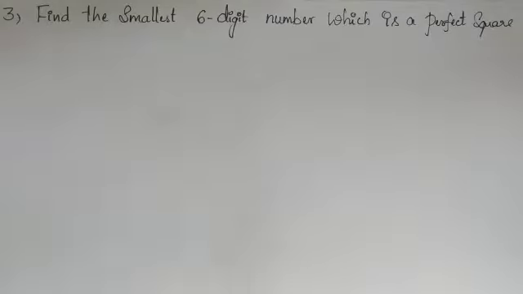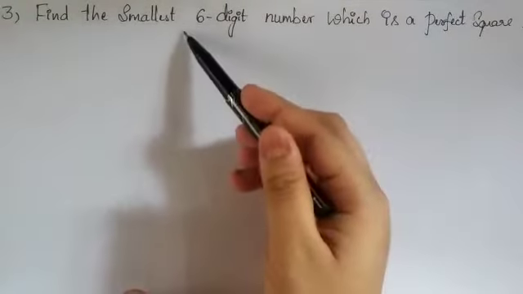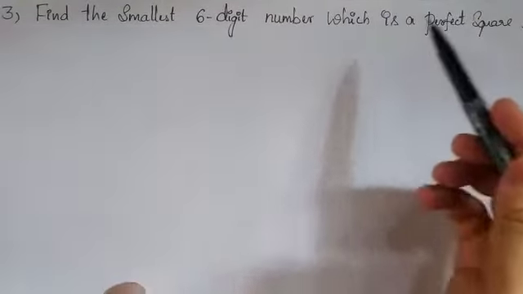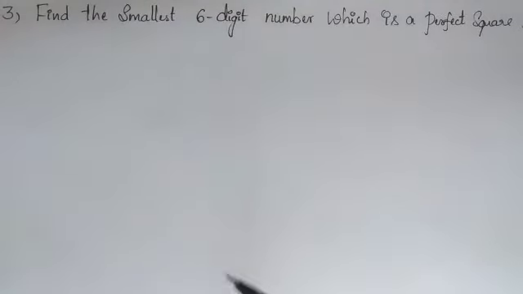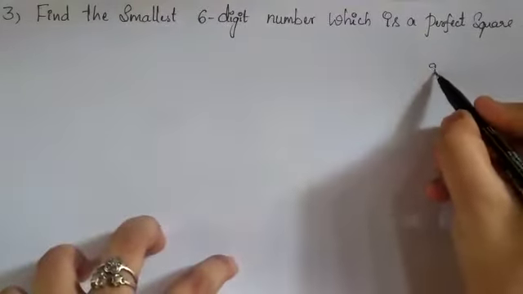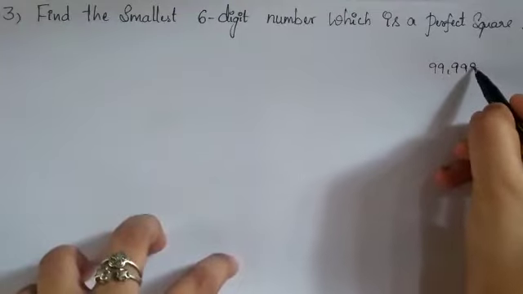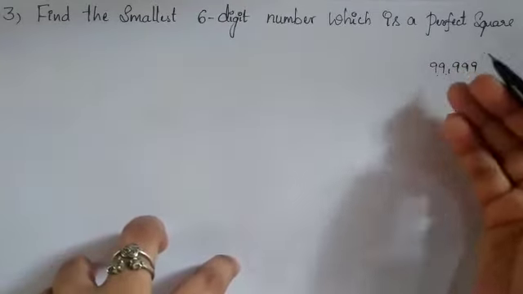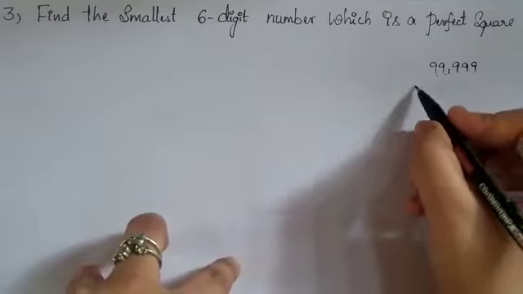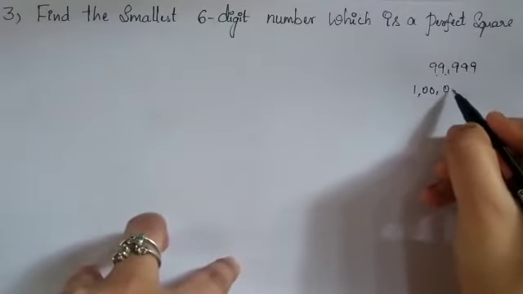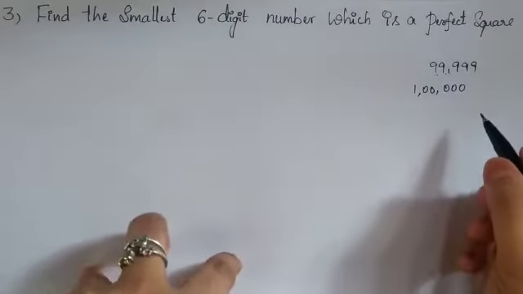The third problem says: find the smallest 6-digit number which is a perfect square. So we have to find the smallest 6-digit number. You know what this is? 99,999 is a 5-digit number. After 99,999 you will get 1 lakh. So 1 lakh, as you have seen, is a 6-digit number.